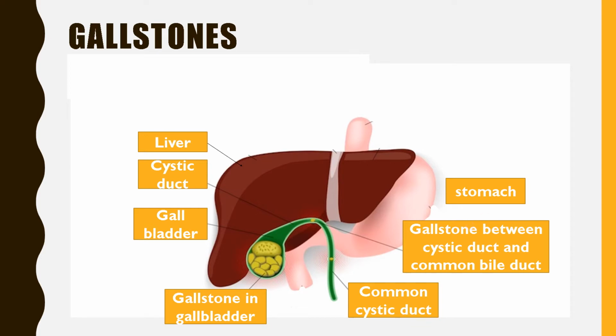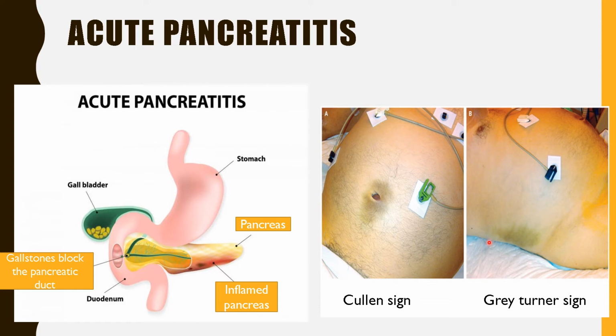The next case where there is abdominal pain along with nausea and vomiting is acute pancreatitis. When these gallstones try to pass through the duodenum, they are blocked by the pancreatic duct. The gallstones block the pancreatic duct. In this case, the pancreas gets inflamed or swollen at that point, and this condition is called acute pancreatitis.